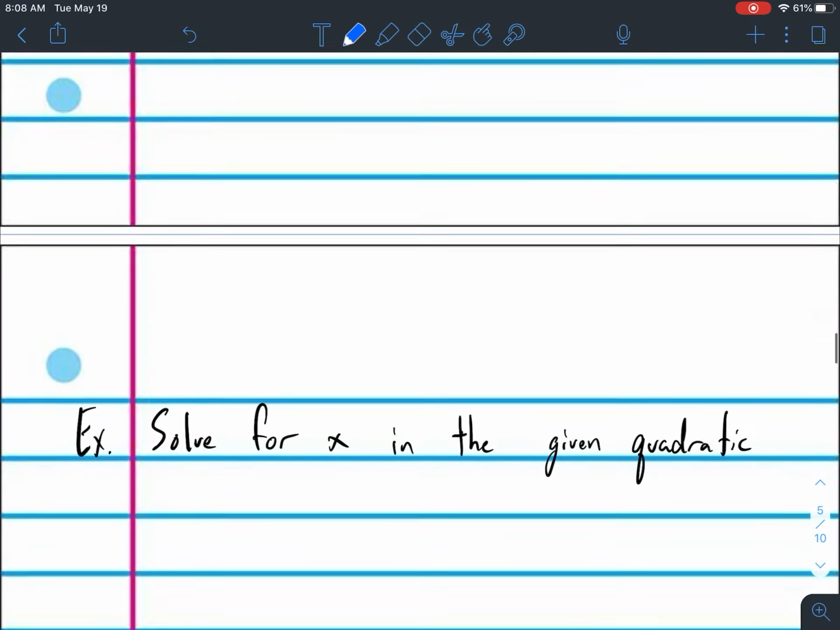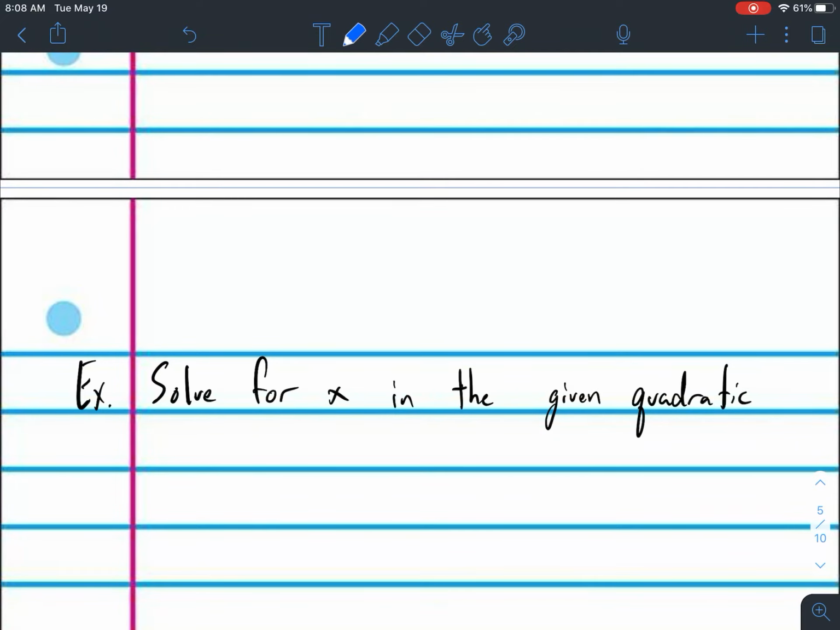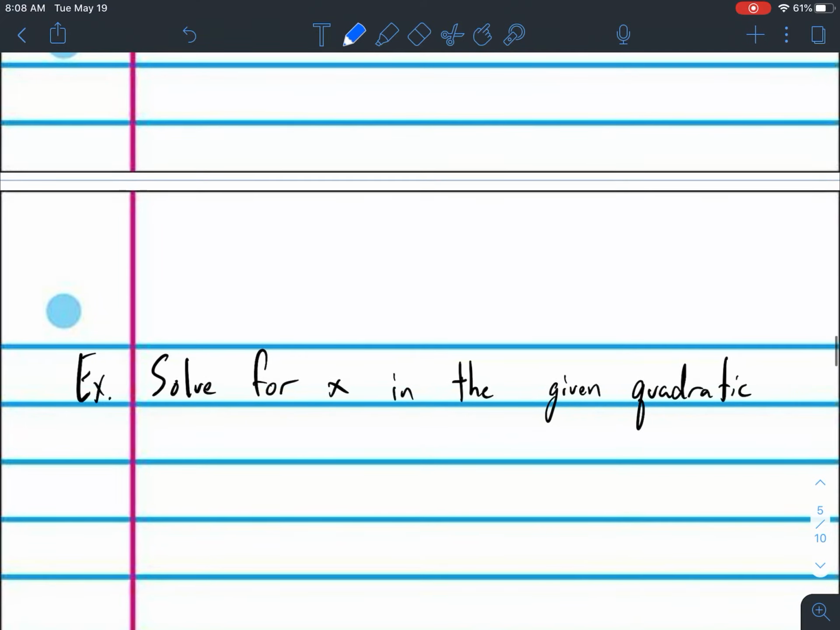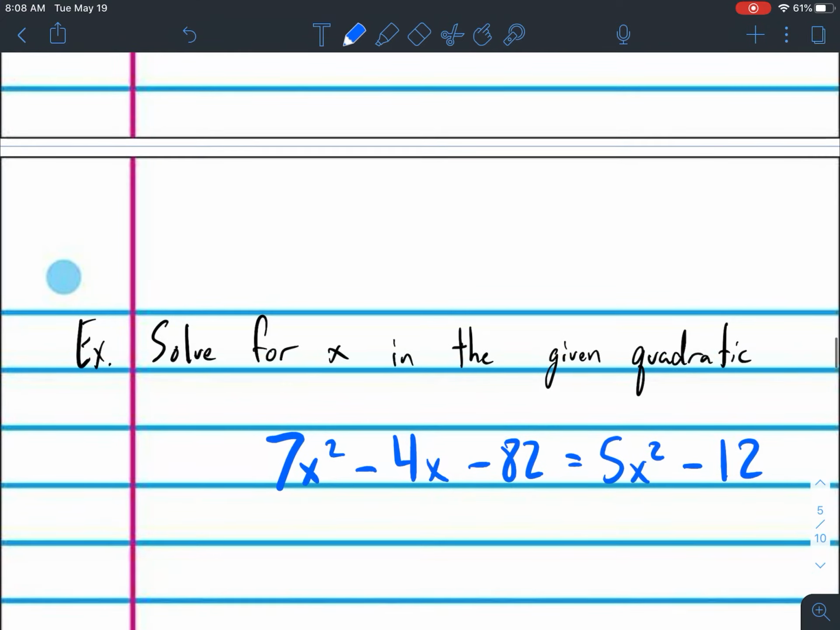Now, here's what I want you guys to do. I want you to complete this one. Solve for x in the given quadratic: 7x squared minus 4x minus 82 is equal to 5x squared minus 12. This is the problem I want you guys to complete.